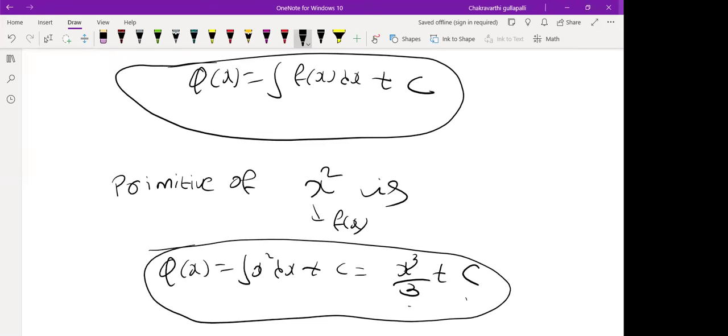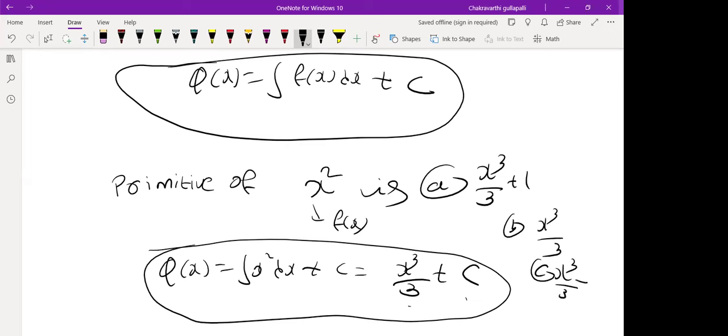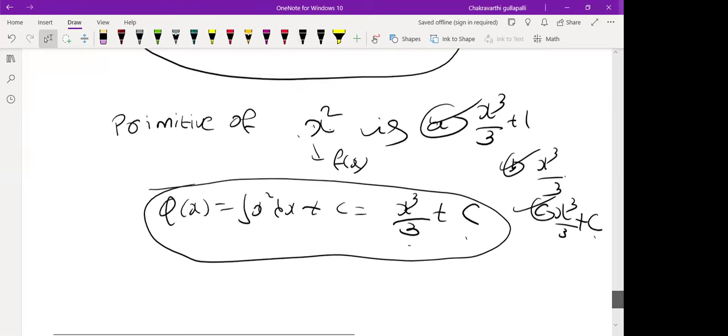Sometimes you'll be asked to identify which of the following is the primitive. The primitive of x square is, options will be given to you: x cube by 3 plus 1, x cube by 3, x cube by 3 plus constant. If more than one option is correct, these are also correct, because if you give c equal to 0 you get this, c equal to 1 this. C can be anything. So how many primitives exist? Infinitely many. When do we call this a primitive? If you differentiate this, you should get back this. Differentiate each, and you get back the same. So these are all primitives. Primitive is not unique. This is how Riemann developed the indefinite integral.